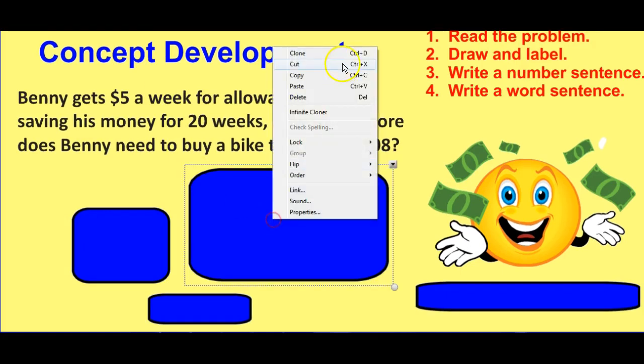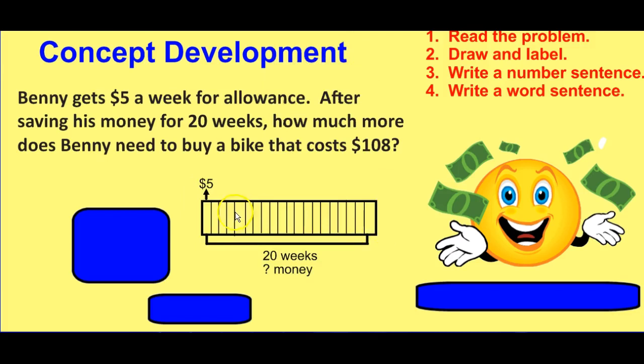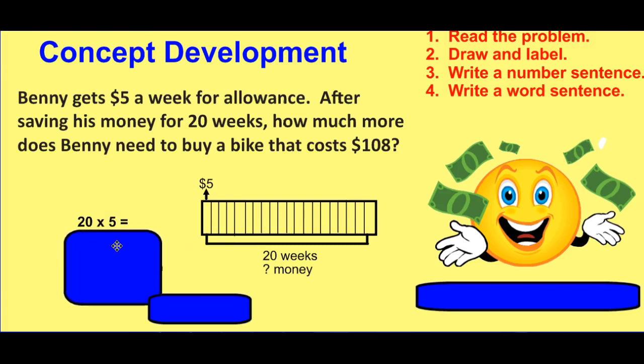The picture that I have is a tape diagram, and it has 20 different sections on it because there are 20 weeks that he's saving money for, and each section you can see right here would be $5. And I have a question mark at the bottom because I don't know how much money he made in all for those 20 weeks. So the equation I was looking for was 20 times 5.